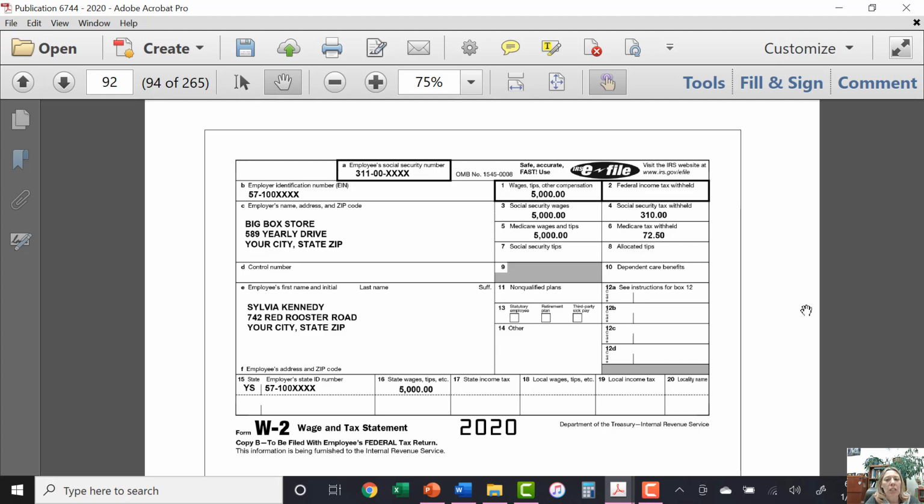Here's what a W-2 looks like. Okay, it's got your Social Security number, your employer identification number, the employer's name, and the employee who has to report. Wages, tips, and other compensation, federal income tax withheld, very important numbers in there. And then 3 and 5 here, they're either the same as box 1 or they're more.